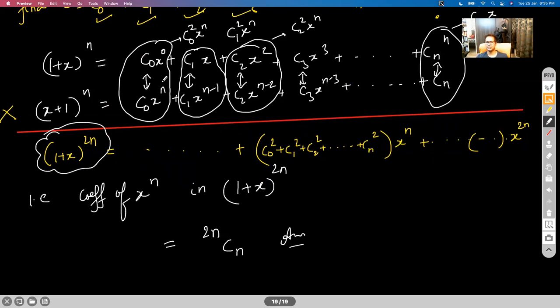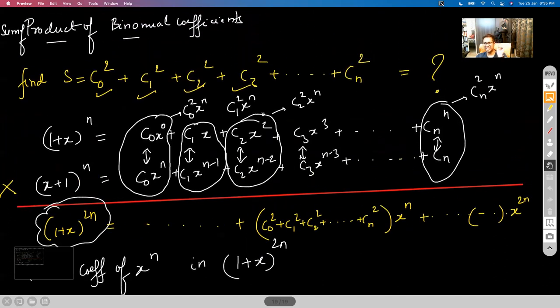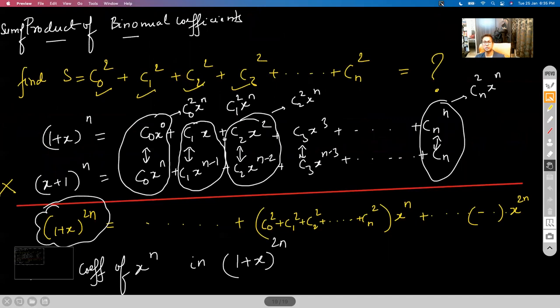So here the standard operating procedure is, we try to figure out which consistent power of x is coming along with all these terms. Here x to the power n was occurring with C0 square, C1 square, C2 square, C3 square. So in totality, the coefficient would have been the sum of all of them, which is actually your series. So if I am able to find out the coefficient of x to the power n in the product of these two, that coefficient will be my required answer. Are you getting my point?